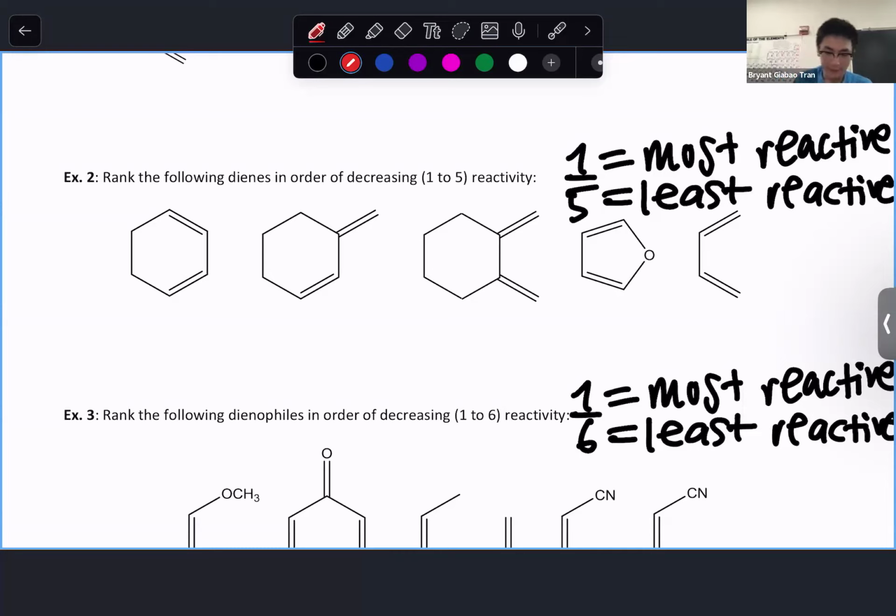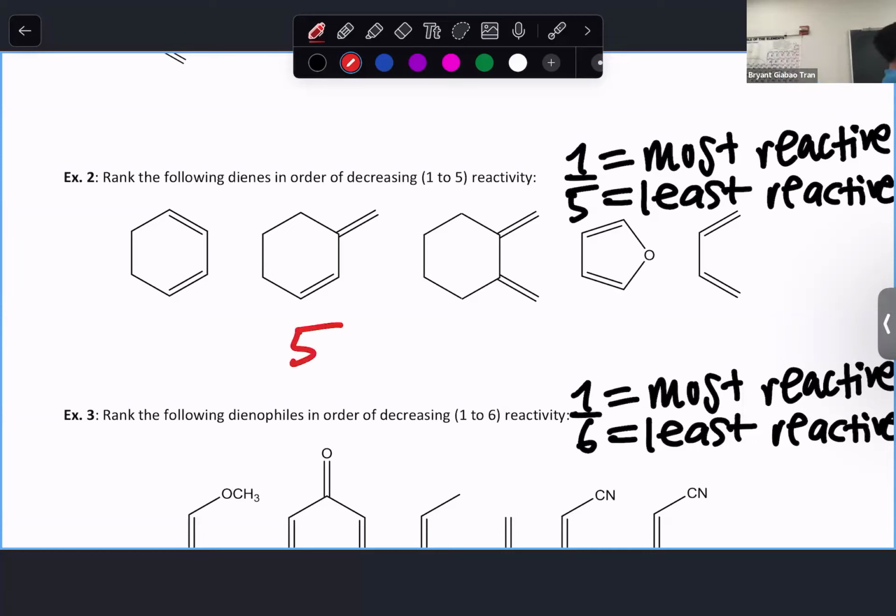So for these ranking problems here, I like to find the extremes first. I like to find the top one and the least one first. Let's find the least one first, right? One of these dienes here can never do Diels Alder reaction. Which one of these dienes can never react? Yeah, the second one, because it is in the S-trans configuration and we cannot rotate that bond because it's part of a ring. So that is number 5, the least reactive.